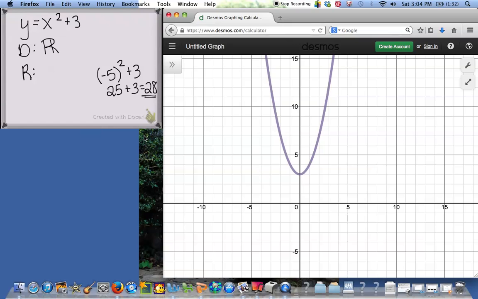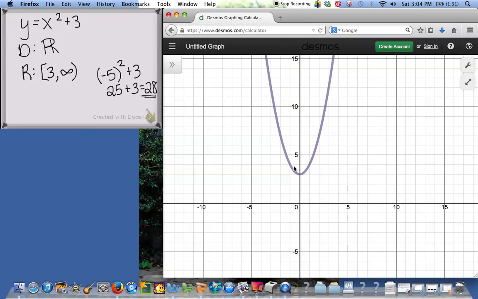So as you can see, even if we plug in a negative input, we're still going to get a positive output. So the lowest possible y value here is 3. And it can equal 3. So we're going to use the brackets that we discussed in class. So from 3 to infinity is your possible range.